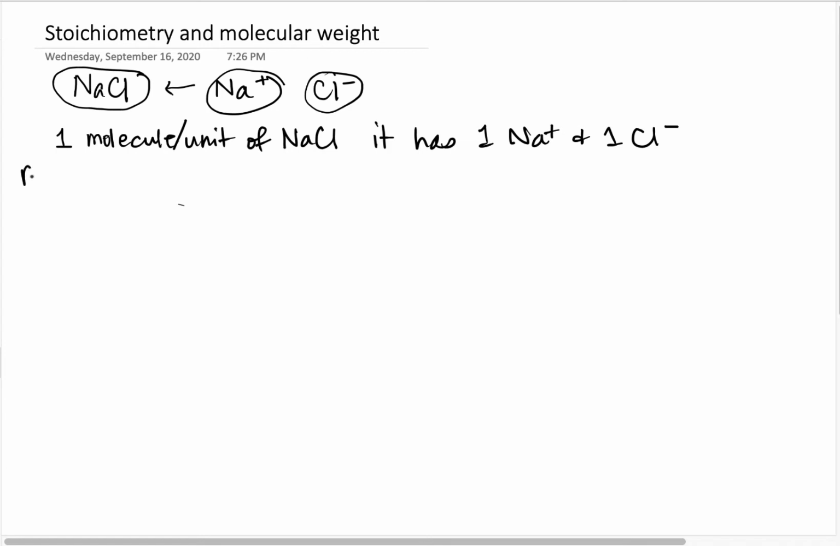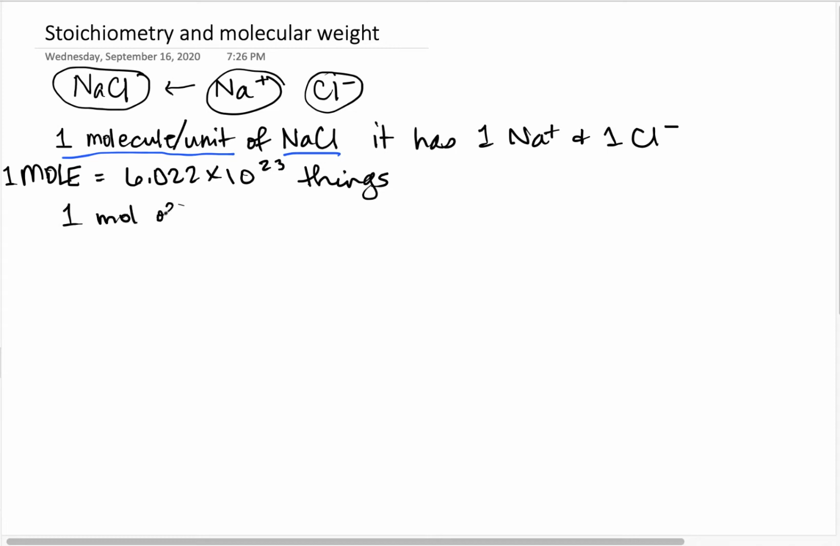So now let's think about a mole. A mole is just a collection of a bunch of stuff, right? 6.022 times 10 to the 23rd things. So if instead of thinking about one molecule, one unit of NaCl, what about we think about one mole of NaCl? And the abbreviation for mole is MOL. It's not much of an abbreviation, but people still write it that way, and so you need to know. 1 mole of sodium chloride.